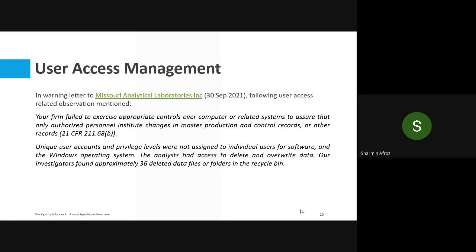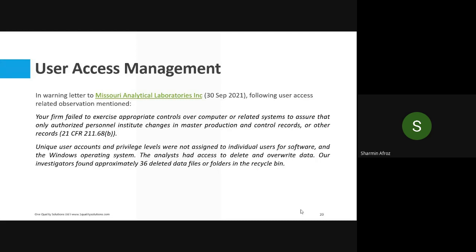Let's take a warning letter on poor user access management over a computerized system. The firm, Missouri Analytical Laboratories, did not have appropriate control over computer or related systems. They had no unique user account and privilege level for software and the Windows operating system. The analyst had access to delete and overwrite data. Moreover, they found 36 deleted data files in the recycle bin. This should not be the ideal practice, right?